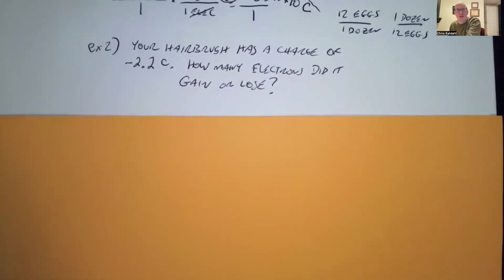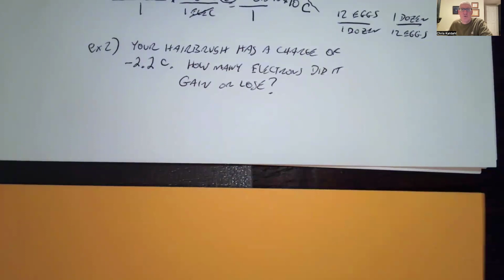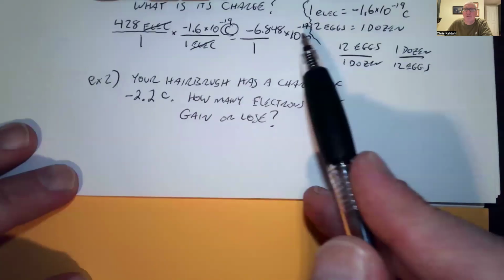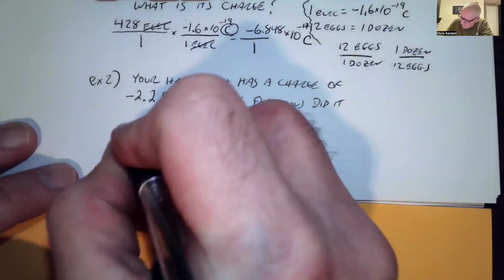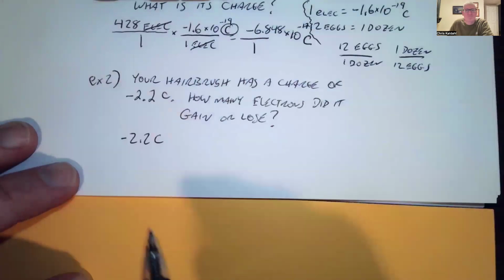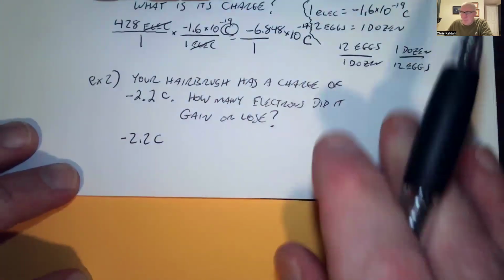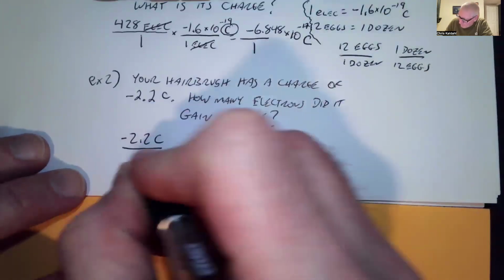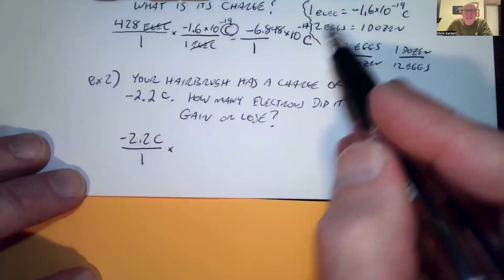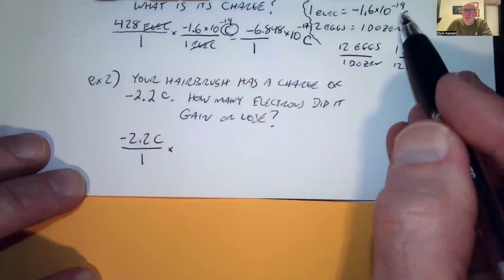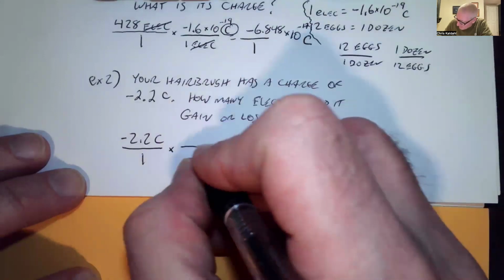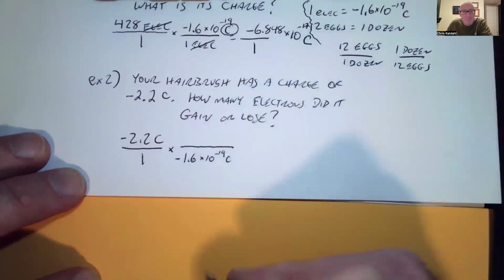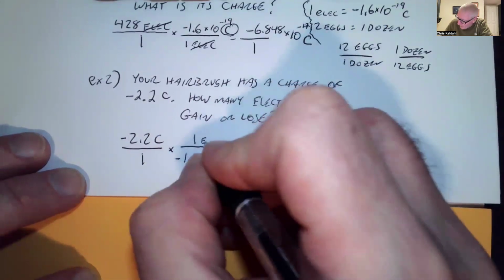I've got a hairbrush that has a charge of negative 2.2 coulombs. How many electrons did it lose? So we go back and remind ourselves of our conversion factor. This time we're starting out with negative 2.2 coulombs. I can put this over 1. And since I want to get rid of coulombs, I'm going to put the amount of coulombs in the bottom of my fraction this time: negative 1.6 times 10 to the negative 19th coulombs in the bottom. And I know that that's equal to 1 electron.